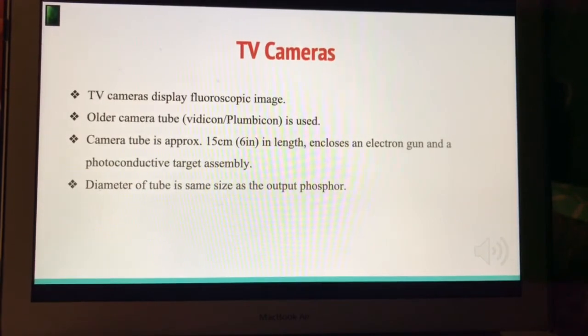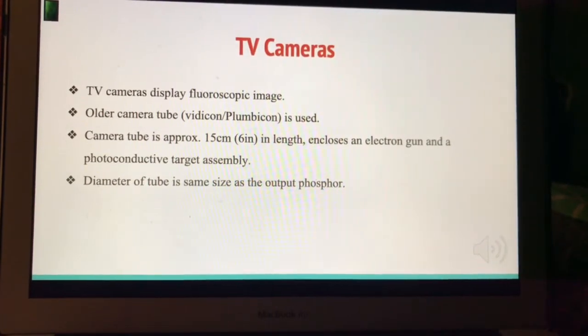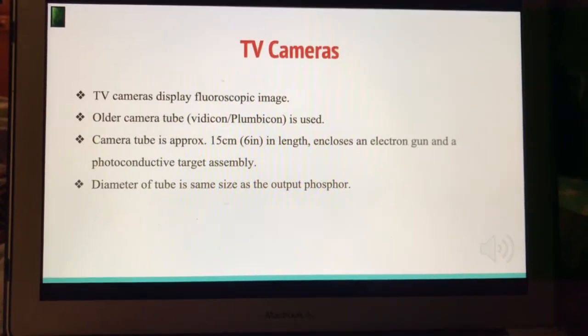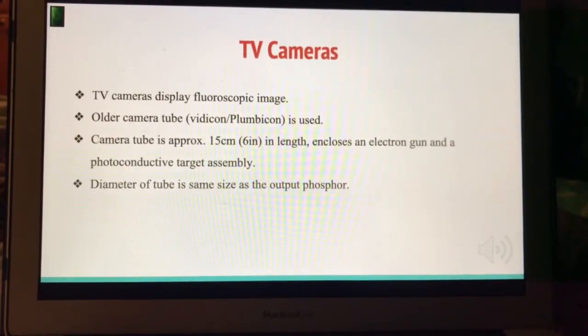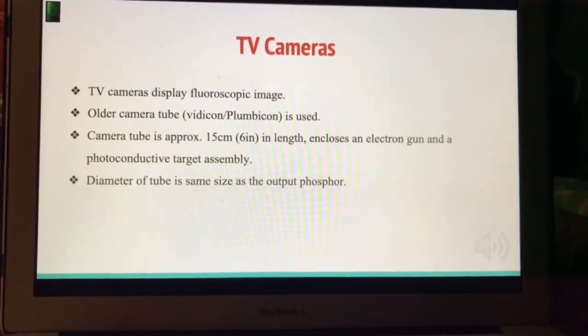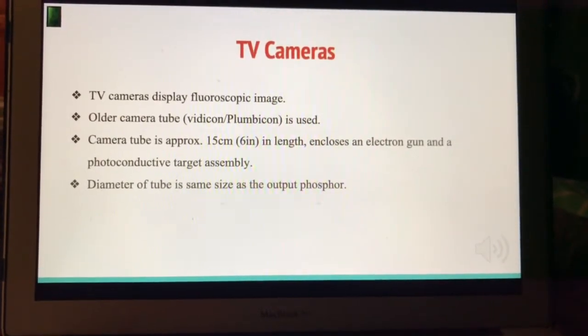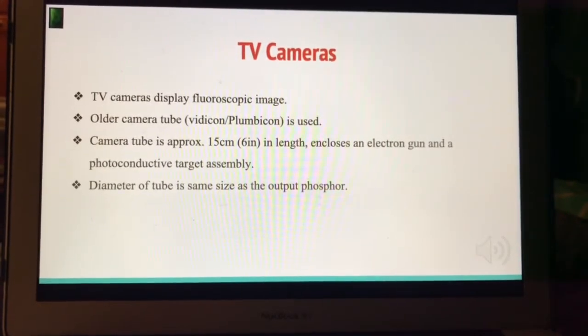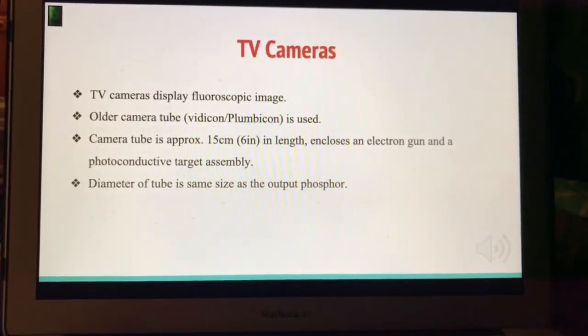The camera tube is approximately 15 centimeters or 6 inches in length and encloses the electron gun and a photoconductive target assembly. The diameter of the tube is the same size as the output phosphor. So the tube is kind of like our X-ray machines. It has a cathode and an anode, except it has a target assembly.